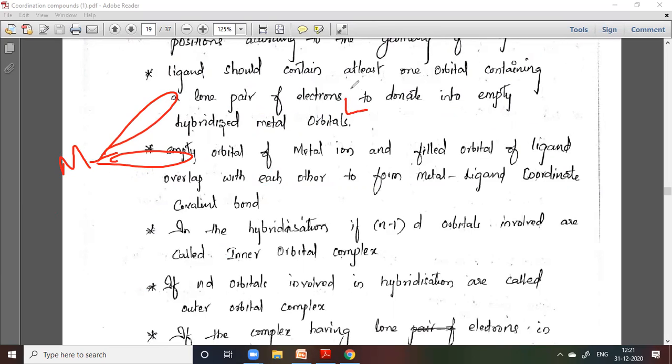Then this ligand must have the lone pair of electrons and they must donate their electrons into these hybrid orbitals. So this ligand should have at least one lone pair.